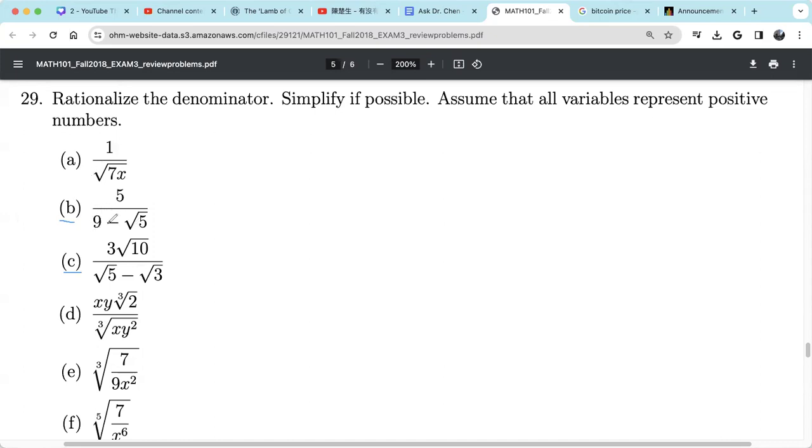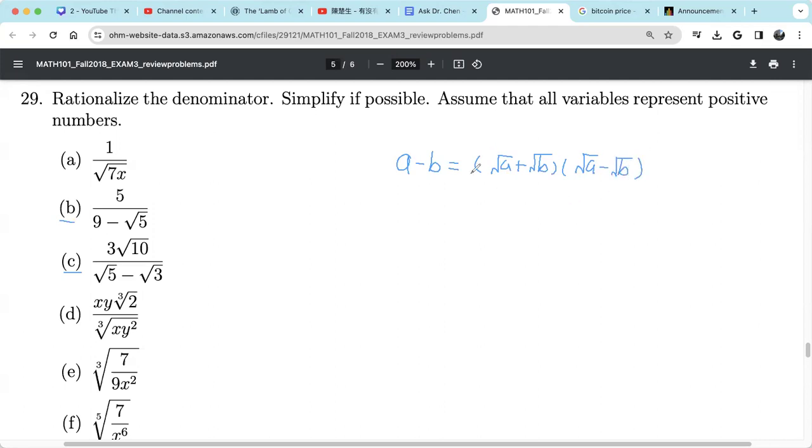So we have 9 minus square root 5. And C, we have square root 5 minus square root 3. For this one, we want to use difference of two squares. Remember this formula. A minus B can be factored as radical A plus radical B multiplied by radical A minus radical B.